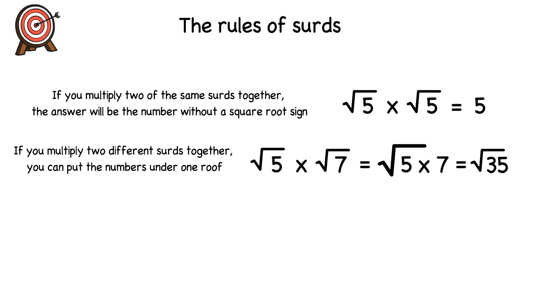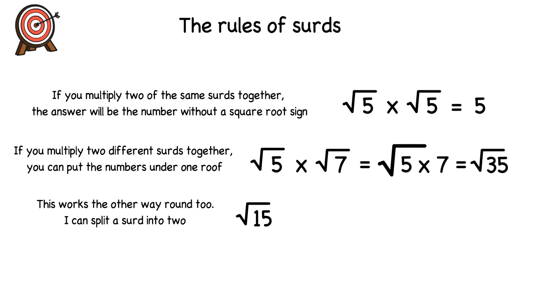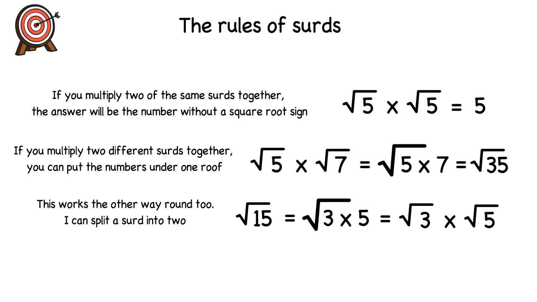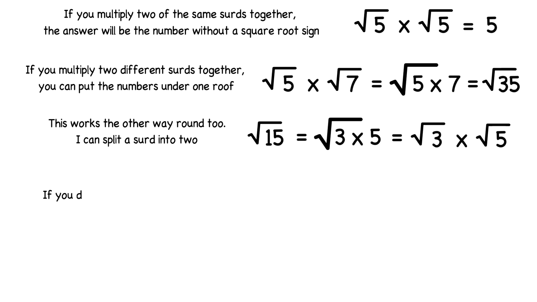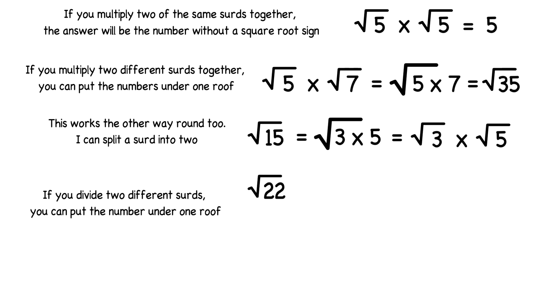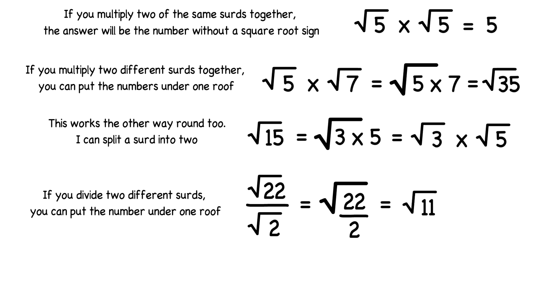This works the other way around too, so I can split a larger number into its two factors. So root 15 could be split into a root 3 times 5, and then further split into a root 3 times root 5. If you divide two different surds, you can also put those under the same roof. So root 22 divided by root 2, we put these under the same roof and solve as normal. So the answer would be root 11.